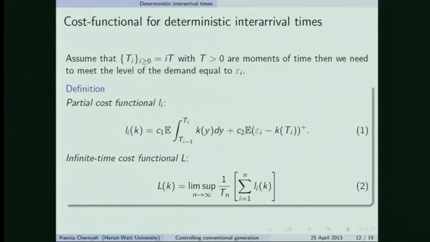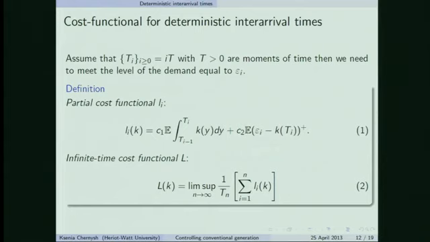This is a formal definition of the cost functional. I already told you why this term is here and why this other term is here. So this is the cost for shortfall moments. This is the cost for just maintaining the system at rate kt. This is a cost functional for deterministic interarrival times. Basically, it will be the same in the case when interarrival times are random.